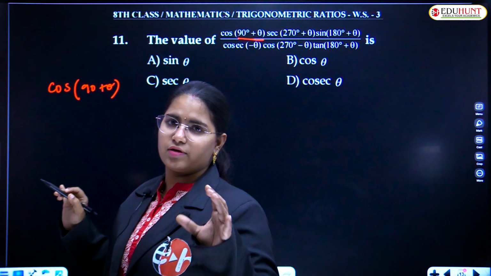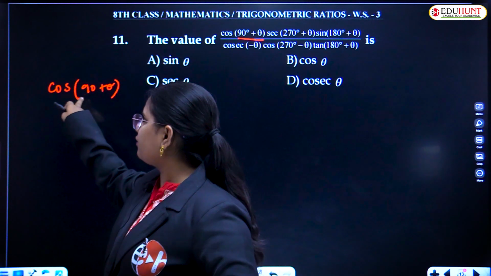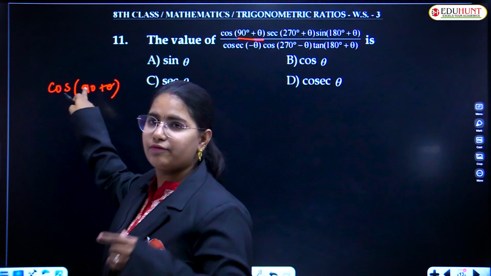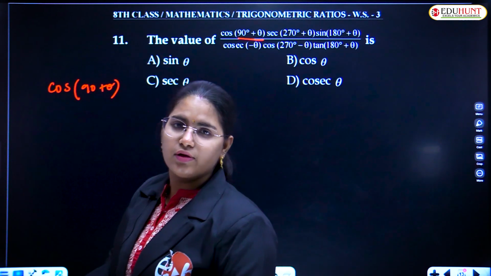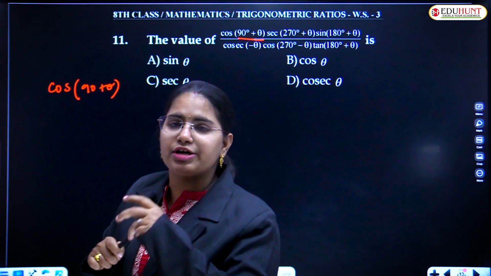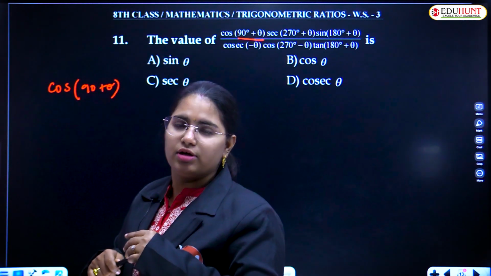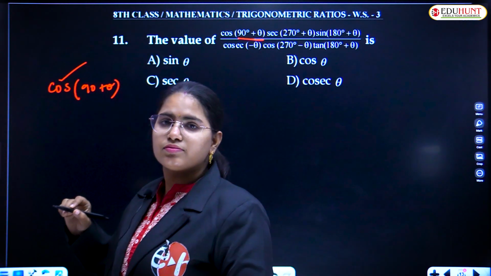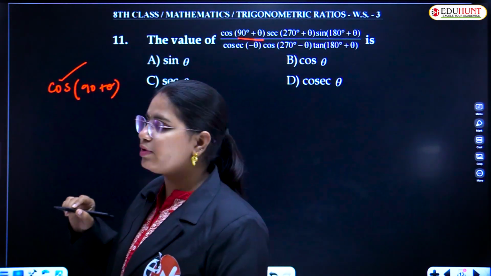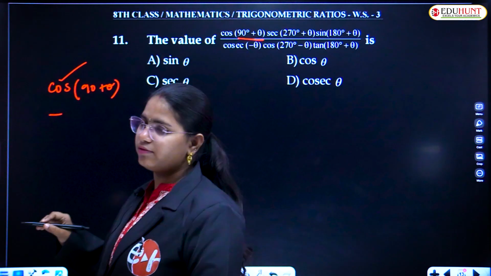90 plus theta, correct? So let's be careful about this. 90 plus theta. First, what should you see? You should see which quadrant this angle lies in. 90 plus theta, which quadrant is it? Second quadrant. In the second quadrant, is cos positive or negative? Obviously it is negative.